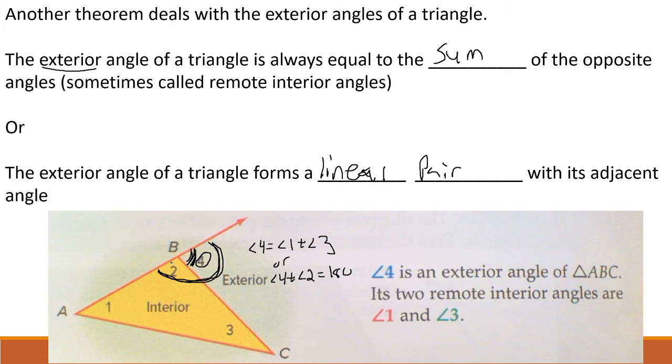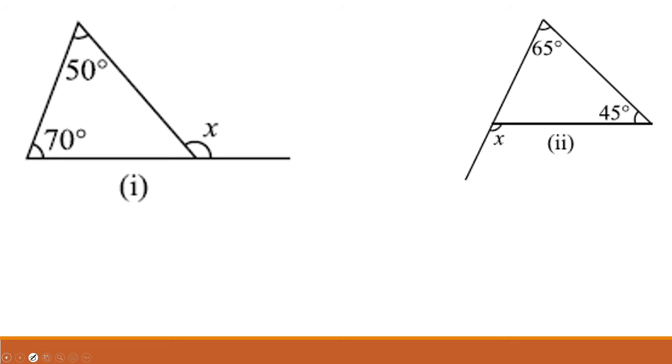And again, it just depends on what you had to work with. If they asked you to find out what angle 4 was and they gave you angles 1 and 3, well, then you probably want to use this version. If they ask you what angle 4 was and they only give you angle 2, well, then you probably want to use this version. So again, they're just two tools in your toolbox to solve for an outside angle or an exterior angle.